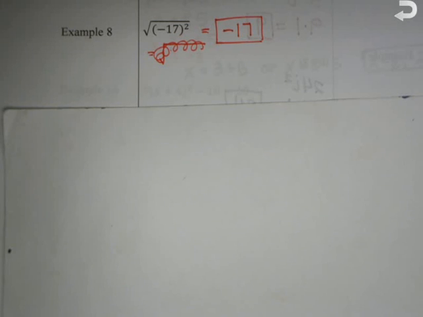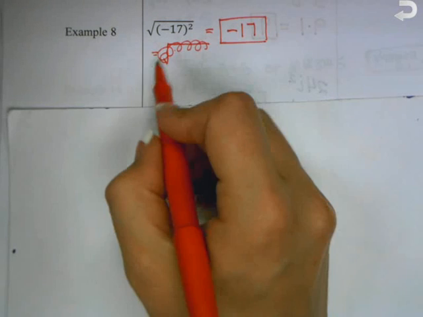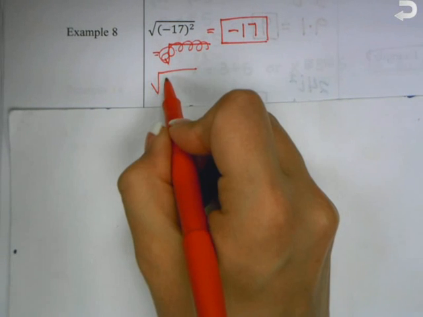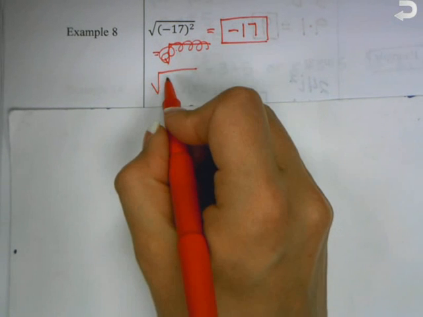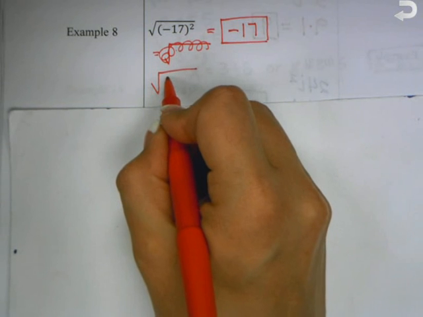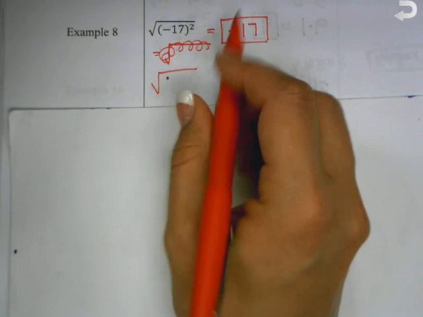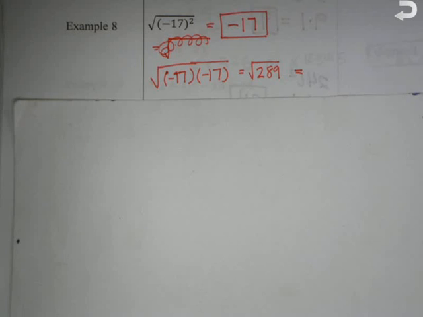Oh, it's plus or minus. Square root of negative 17, negative 17, that's going to be positive. You're right. It's been so long. Okay, which equals 17. There we go.